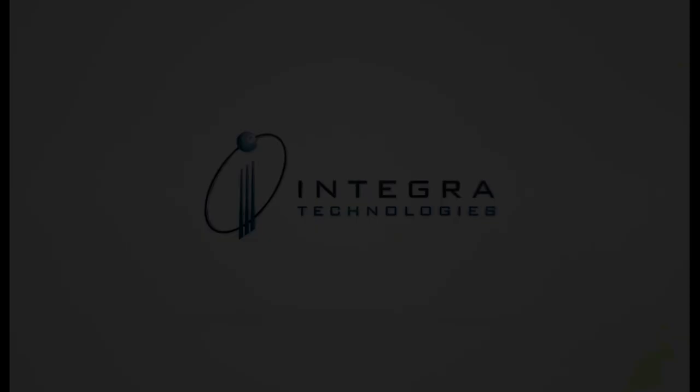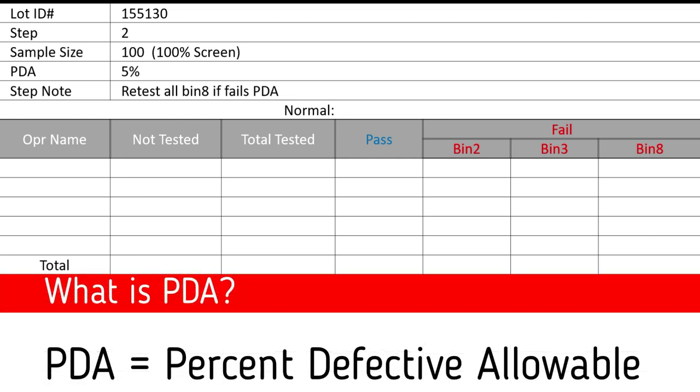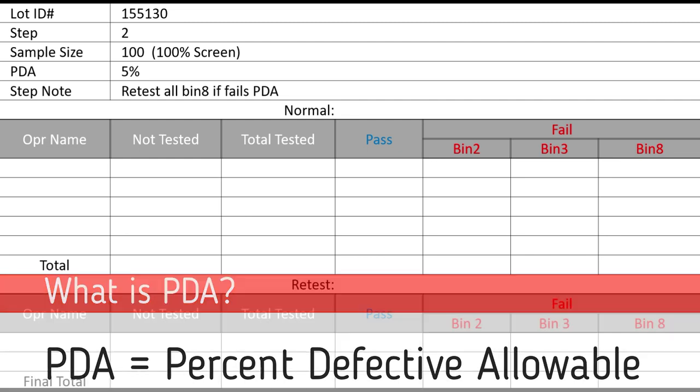In this short video, we'll go ahead and walk through a step within a lot. In this walkthrough example, we're going to look at lot 155130, step 2. Our sample size is 100 devices, and we will be testing all 100 devices. The PDA for this step is 5%. PDA stands for percent defective allowable. This is the number of devices that can fail without having to retest devices.